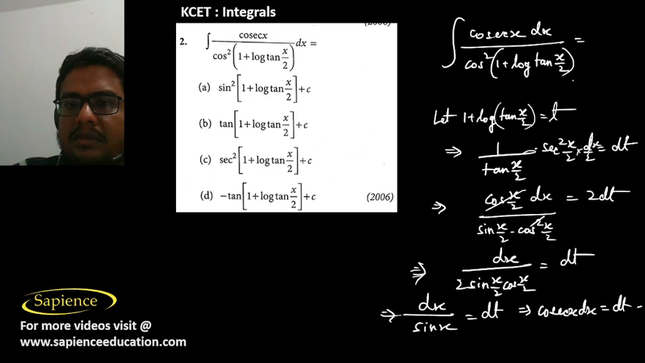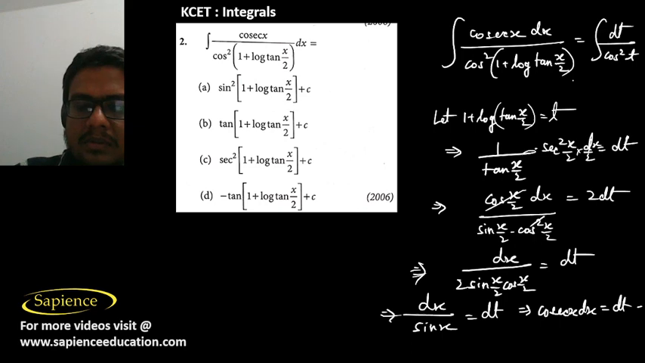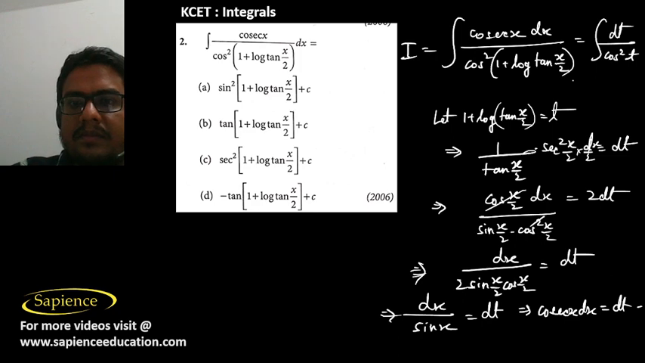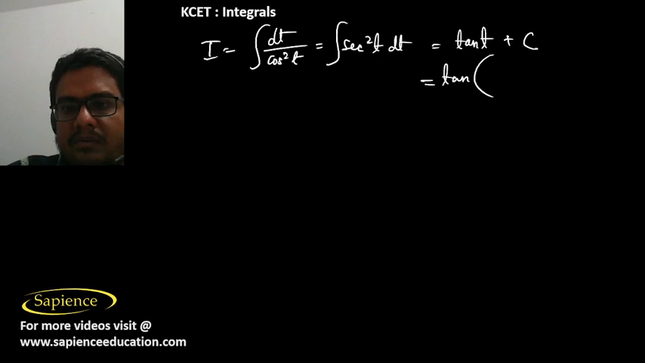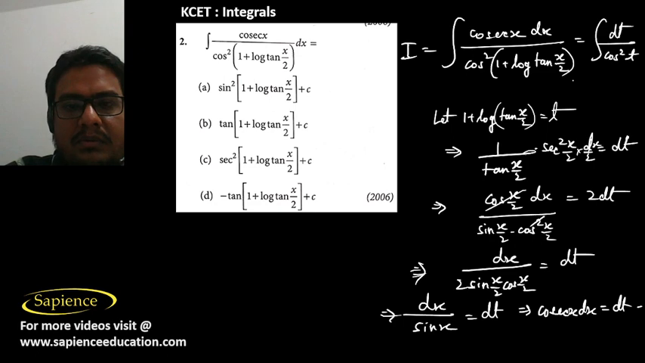So this integral we can write as dt by cos square t. Let's call this integral I. So I is nothing but integral dt by cos square t. So 1 by cos square t is secant square t. So this is integral secant square t dt, and the integral of secant square t is tan t plus c. So the answer will be tan of t, which is tan of 1 plus log tan x by 2, plus c. So option B is the correct answer.